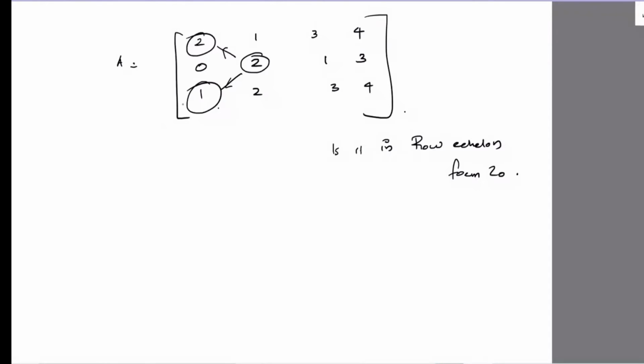Or we can say it like this, look at the position of the first leading coefficient. The position means the column in which the leading coefficient lies. So the position of the first leading coefficient is 1 because it lies in the first column. The position of the second leading coefficient is 2 because it lies in the second column. What is the position of the third leading coefficient? It will be 1 because it lies in the first column. So these positions are not in increasing order.